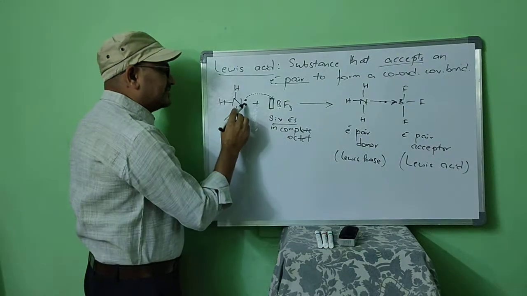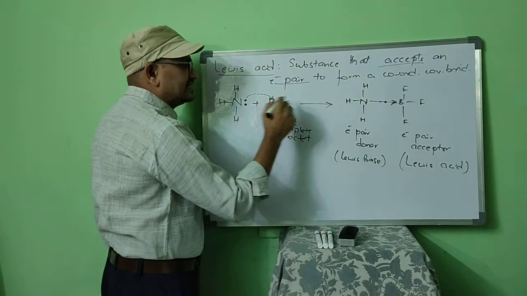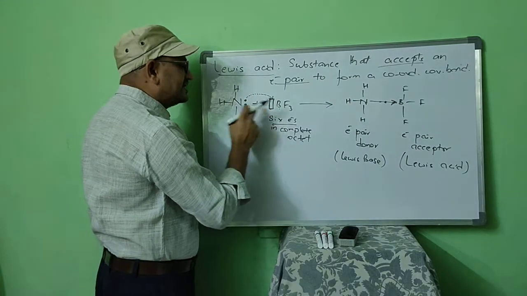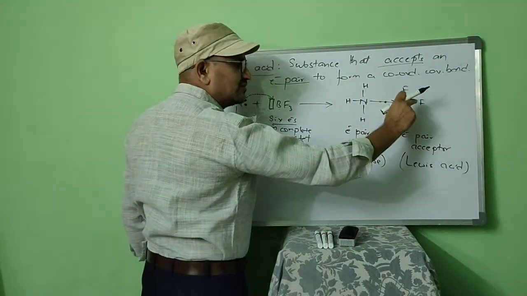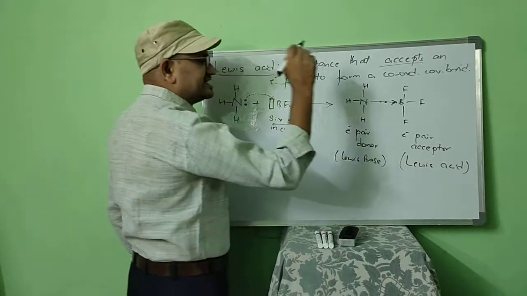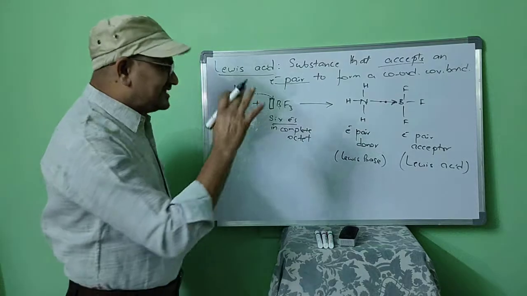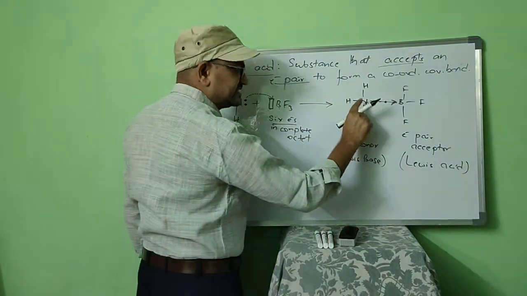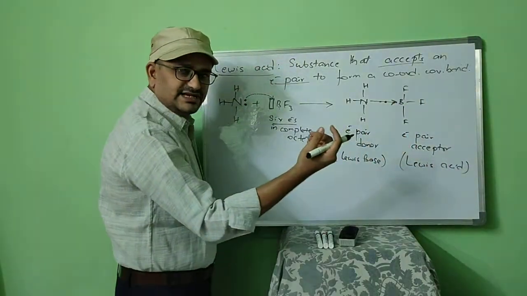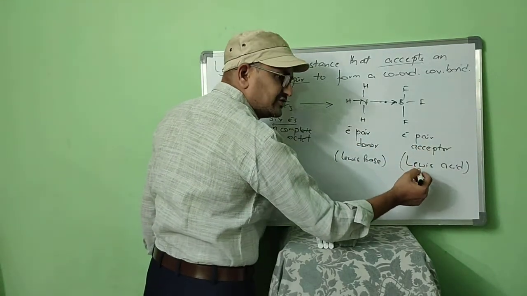Thus what happens? Electron rich nitrogen donates the lone pair of electrons to the vacant orbital of boron, and thus a coordinate covalent bond is formed. This electron pair is equally shared between N and B. Thus a covalent bond is formed. But the shared pair is contributed by only one of the bonded atoms. That's why this type of covalent bond is called a coordinate covalent bond. In this coordinate covalent bond formation, you might have noticed one atom is donating a lone pair, the other atom is accepting the lone pair. Is that clear? Such an electron pair donor is said to be a Lewis base, and an electron pair acceptor is said to be a Lewis acid.